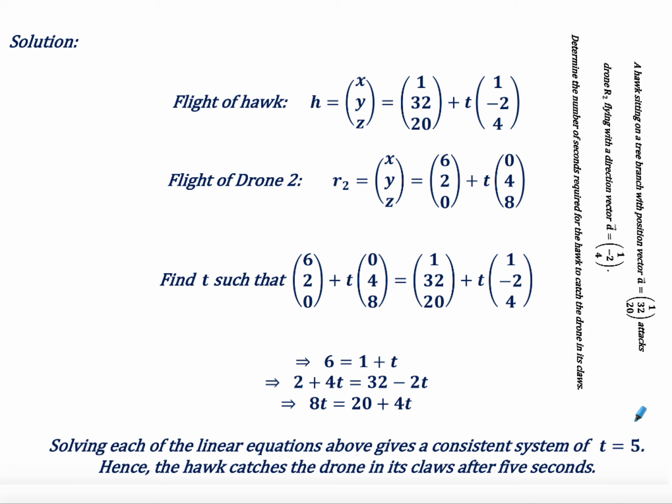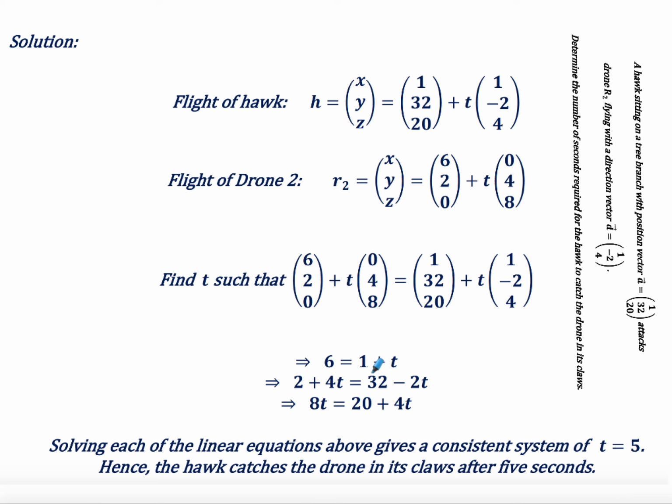So it will be 5 seconds later that the flight of the hawk actually coincides or intersects with the flight of the second drone. And so basically we're then saying, okay, here is the linear movement of my hawk, set that equal to the linear movement of my drone, and then once again, does 6 plus 0 times t equal 1 plus 1 times t? How about 2 plus 4t, that y value, when does it equal 32 minus 2t? And do the z's match up?